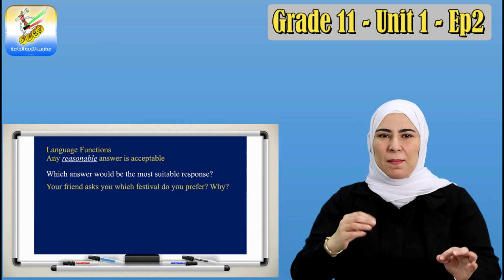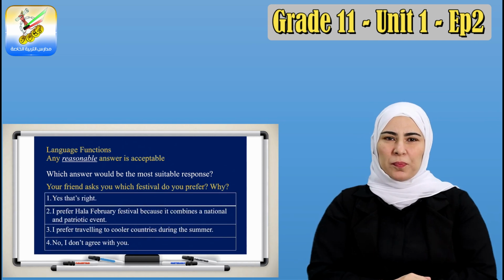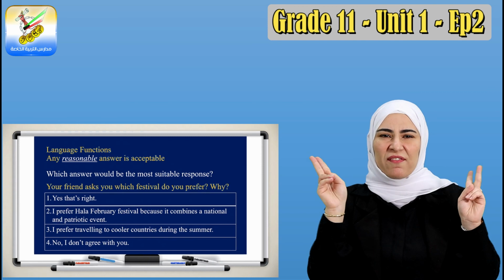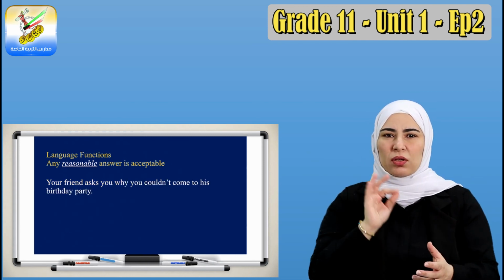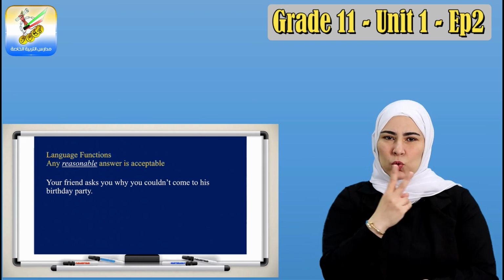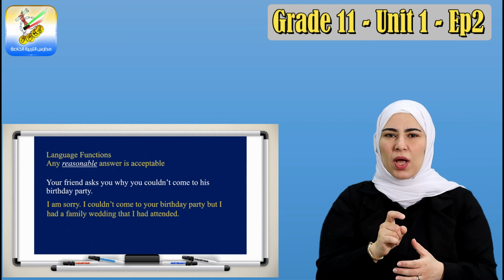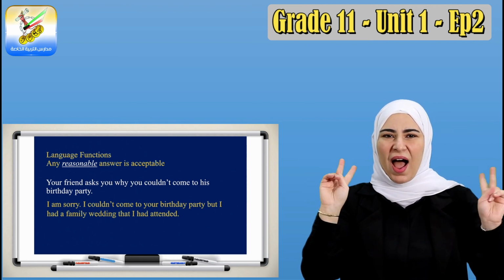Now, your friend asks you which festival do you prefer and why. Look at these answers, and the correct answer is number 2. Your friend asks you why you couldn't come to his birthday party. I am sorry, I couldn't come to your birthday party, but I had a family wedding that I had attended.